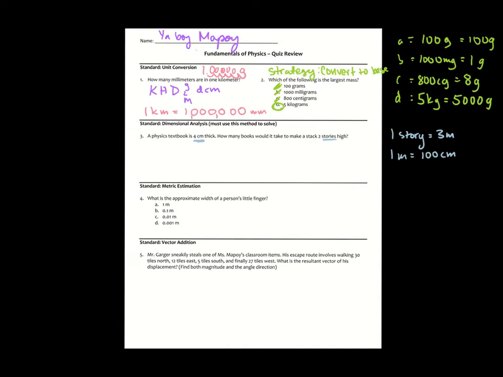And then we can get centimeters to physics textbook. So actually, my mistake. We need to get to textbooks. So 4 centimeters equals 1 textbook. So we're going to convert from stories to textbooks. How many do we need to stack for 2 stories? And the strategy is to always start with what you're given. So 2 stories is what we're given.